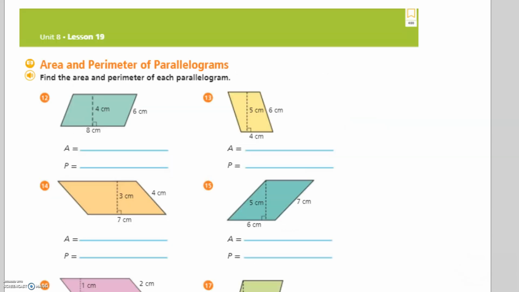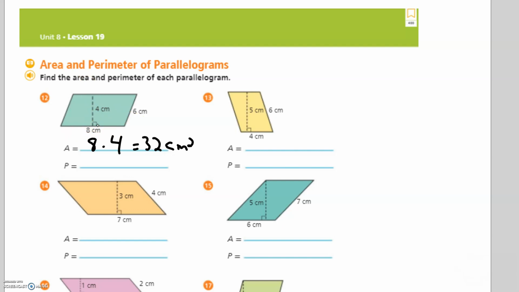Let's try a couple. All right, on the next page, we're asked to find both the area and the perimeter of the parallelogram. Now the area is going to be the base. The base, I always think of it as the bottom, where that right angle comes in. So that's the 8. And then the height, remember, is the dotted line. So 8 times 4 is 32 centimeters squared. Notice we didn't use the 6 on the side at all. Okay, we don't need that. We need the base and the height to find the area.